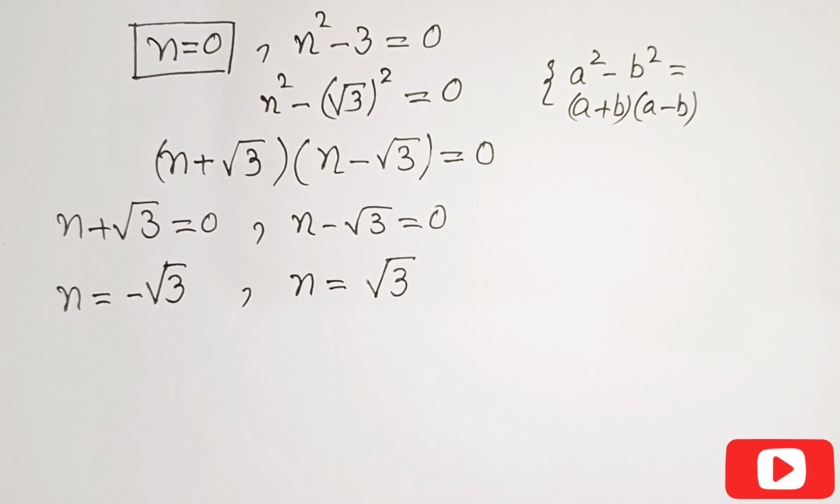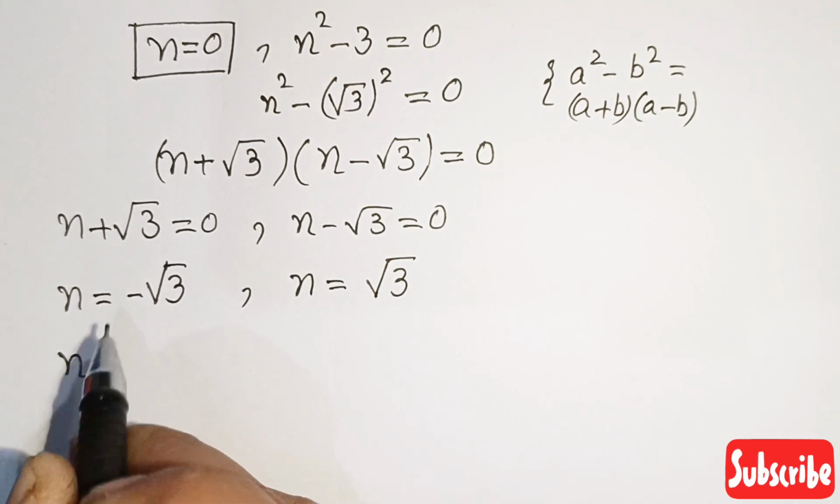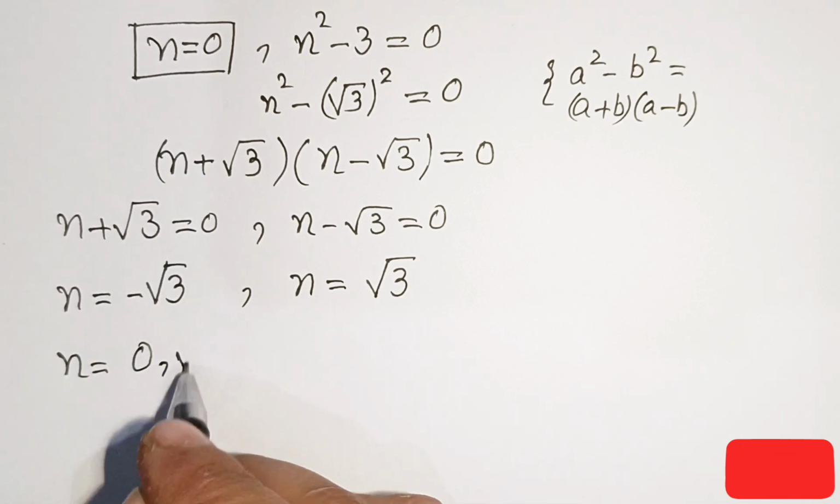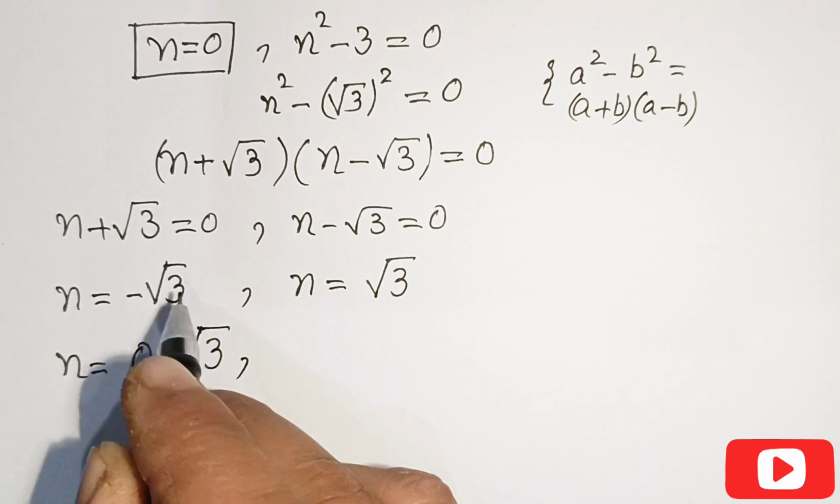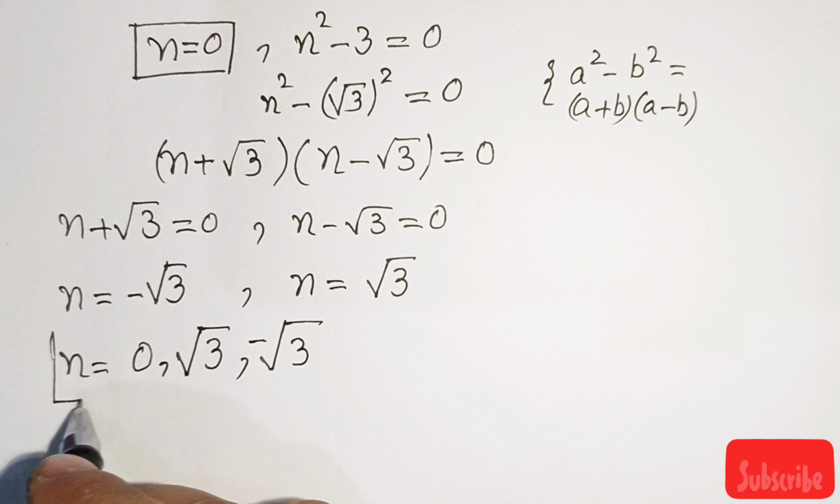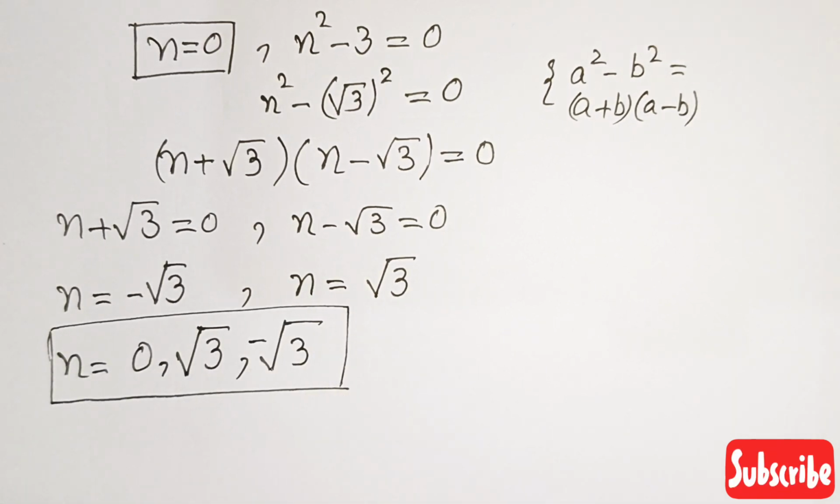So we get three values of n. The first value is 0, the second is square root of 3, and the third one is minus square root of 3. Now we are going to verify our problem by using all these three values.